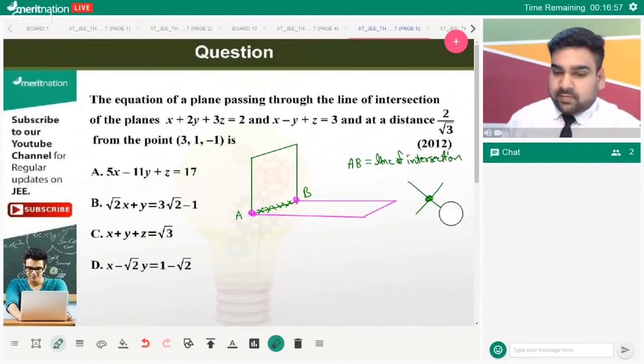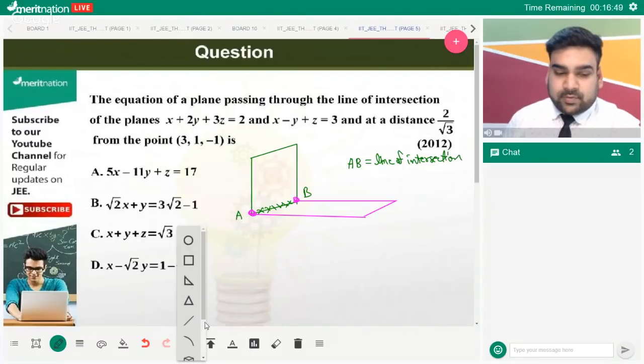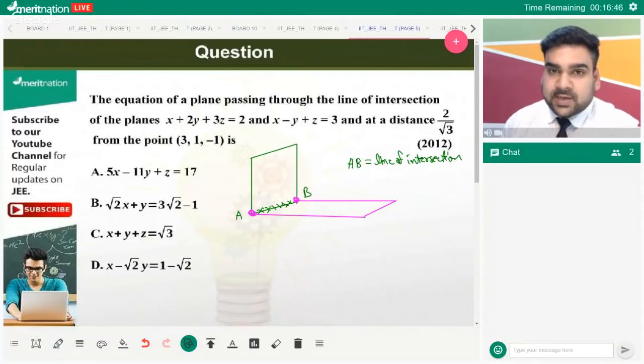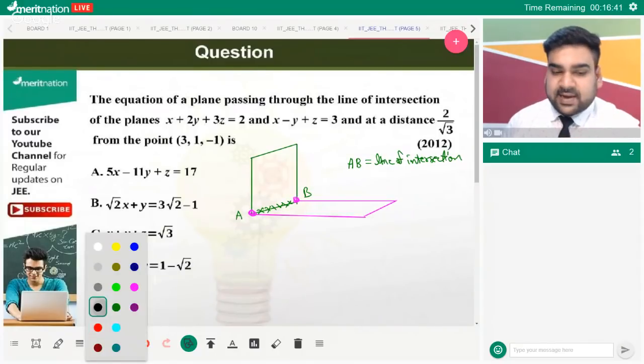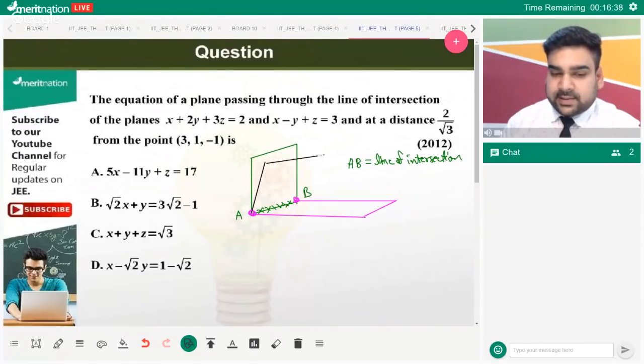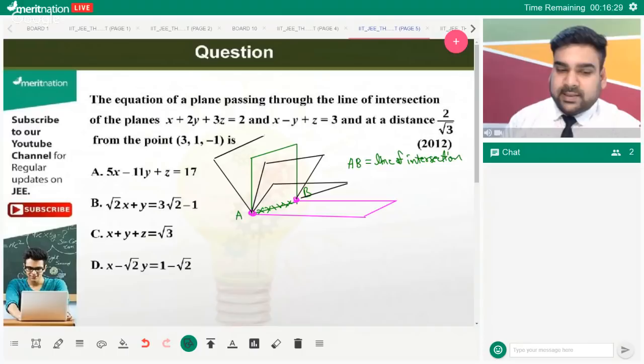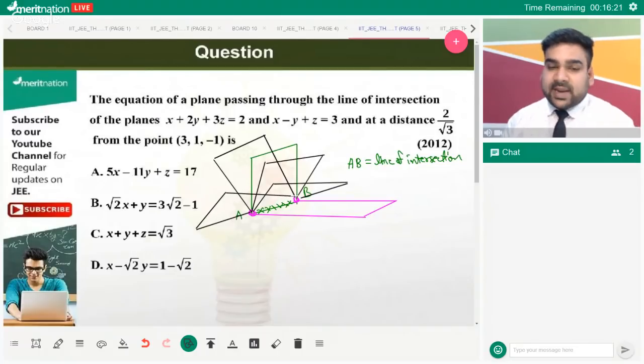Now we have to find the equation of the plane passing through the line of intersection. How many planes are possible passing through the line AB? Will there be a single plane? If I draw one plane like this, it is a plane passing through the line AB. If I draw one more plane, this is another plane passing through the line AB. And another, and another. So you will notice there are infinite planes which can pass through the line AB.